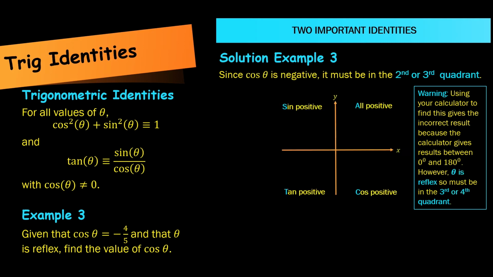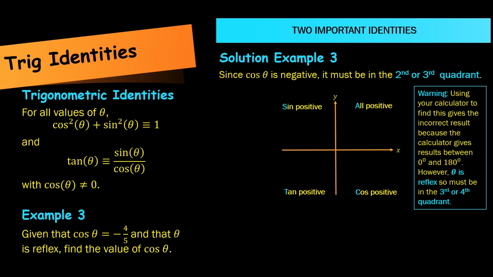Let's remind ourselves of the cast diagram. In the first quadrant, sine, cos and tan are all positive. In the second quadrant, only sine is positive. In the third quadrant, only tan is positive. And in the fourth quadrant, only cos is positive.